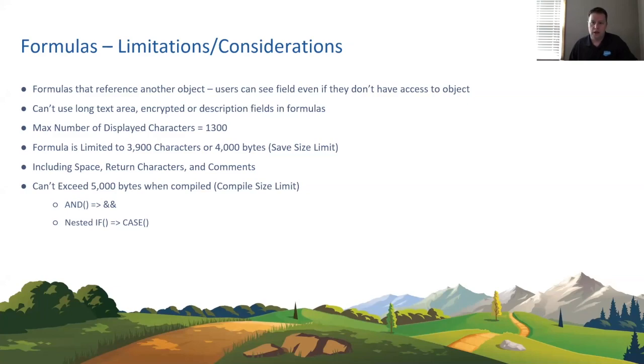So if you get into a really long comment, again, this is where you can nest a formula inside a formula. If you do need it to be longer than that, you can have the formula refer to another field where you have part of the formula. But 3,900 characters or 4,000 bytes is the save size limit, and 5,000 bytes is the compile size limit. So those are just a couple examples of ways to shorten it if you need to.